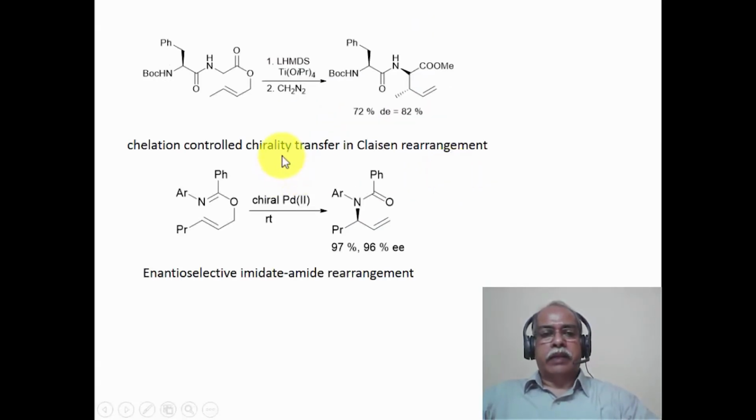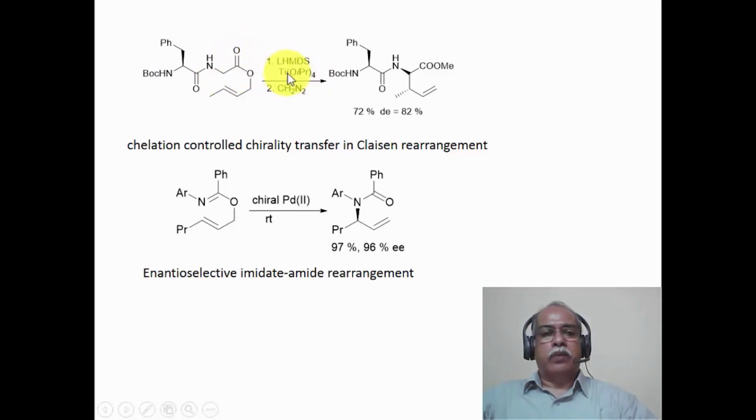Now here is an example of a chelation controlled chirality transfer of the Claisen rearrangement. What is seen here is the optically active amine derivative, which is a Boc protected amine derivative. This is used as the chiral center. Now when you produce an enolate by means of lithium hexamethyldisilazane, the enolate is generated here.